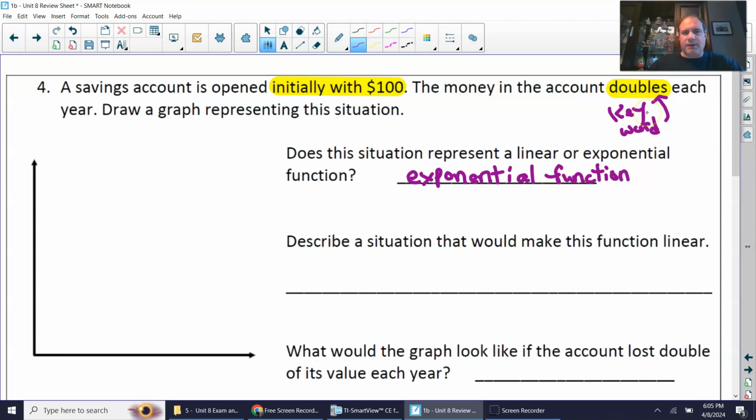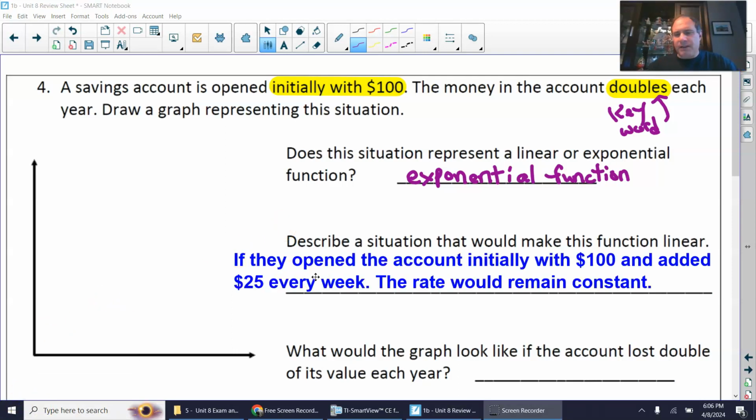Doubles, triples, quadruples. Describe a situation that would make this function linear. If they opened the account with $100 and then added $10 every week, that would be linear. It's a constant adding of $10. And there it is. If they open the account initially with $100 and added $25 each week, that would be a constant rate, and that would make the function linear.